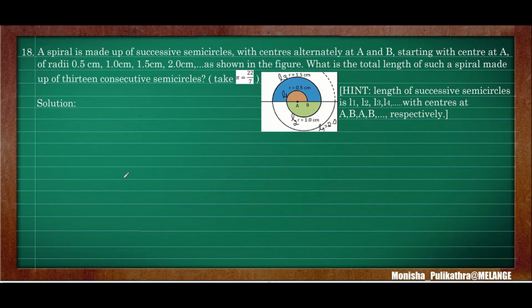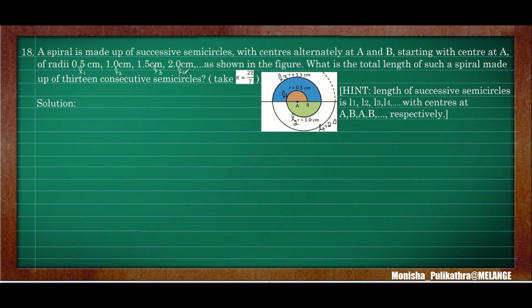Moving on to the 18th problem. The 18th question is, a spiral is made up of successive semicircles with centers alternately at A and B, starting with center A of radius 0.5 centimeter. Here we can see that there is a semicircle of length L1. So this is the L1 semicircle, which is 0.5 centimeter. Next it is L2, which is 1.0 centimeter. Next here it is L3, so L3 is 1.5 centimeter, and then this is L4.